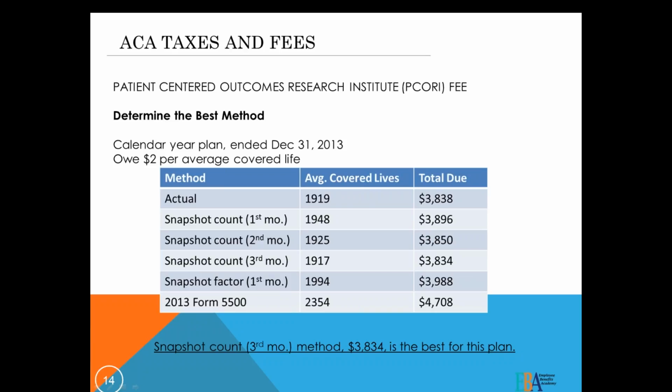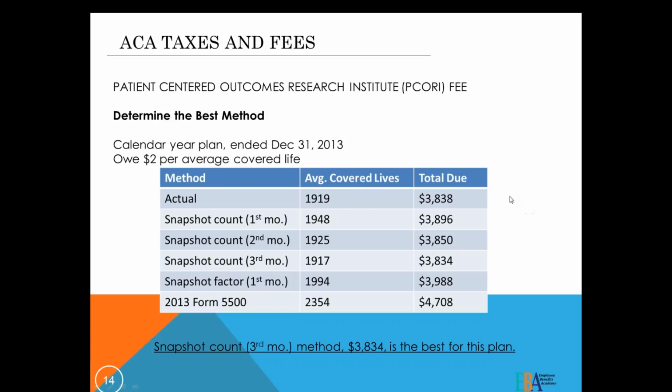What this chart shows you is all the methods we talked about, with all the examples integrated on the prior slides. We didn't illustrate the snapshot factor method using the second or third months of each quarter, but employers can go ahead and do this calculation. It turns out the snapshot count method using the third month of each quarter is the best and least expensive for this plan, since there were only 1,917 average covered lives. This example is from 2013 when the fee was $2 per covered life. It's higher now.